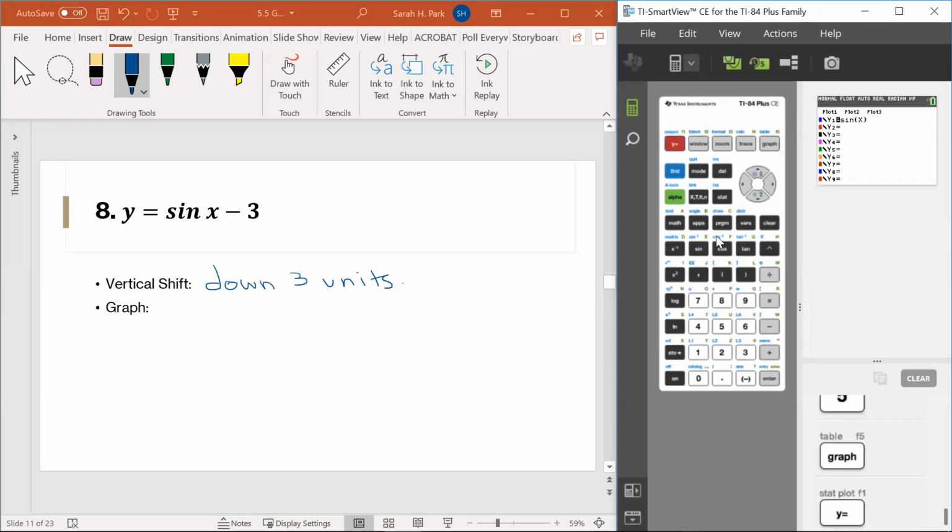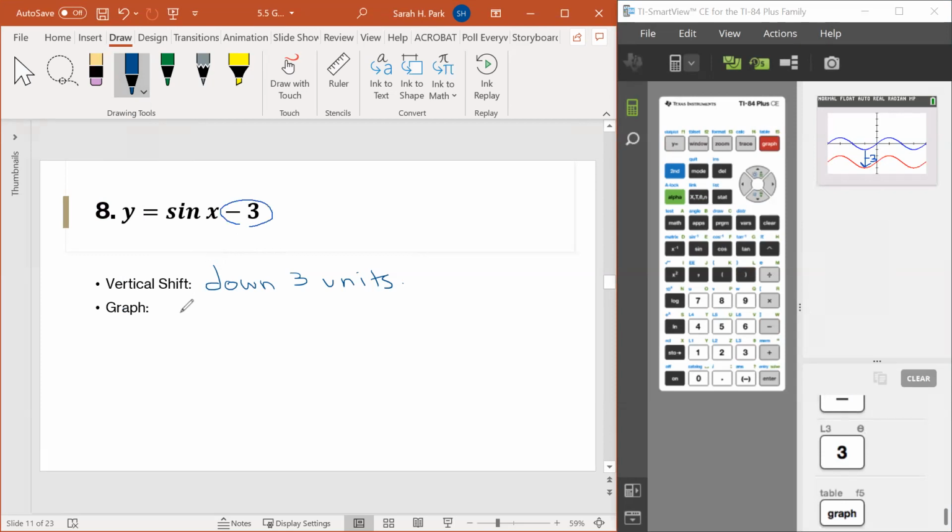If I put another one here, sine of x minus 3, you can see the new graph, right? The whole thing shifted down 3 units. Right, so this went down 3 units. And you can tell by looking at what we're subtracting or adding. So the graph, I won't draw it here because you have the graph. It's that graph right there. It shifted the sine of x function downwards 3 units.